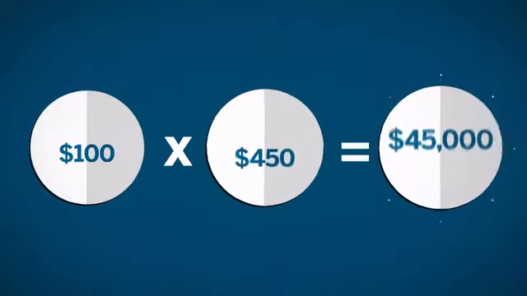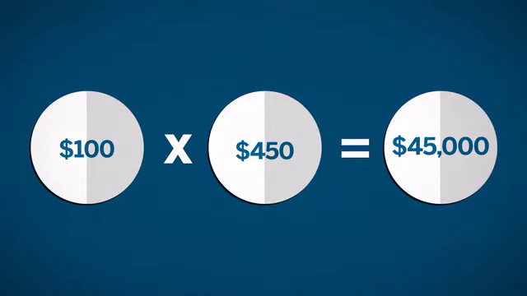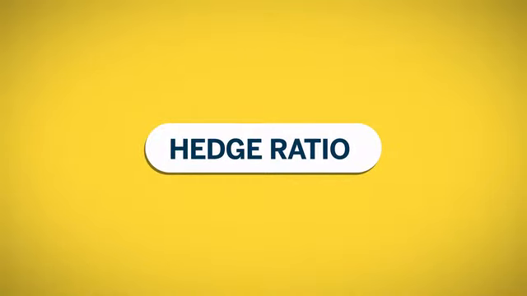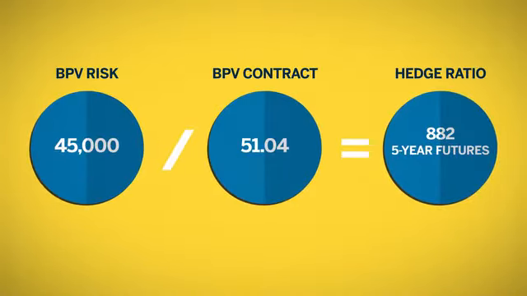Since our portfolio is 100 million and the average BPV per million was $450, we have $45,000 basis point value at risk. Now we can calculate our hedge ratio using the following formula. Hedge ratio equals value at risk, or BPV risk, divided by value of contract, or BPV contract. 45,000 divided by 51.04 equals 881.66, or 882 5-year futures.